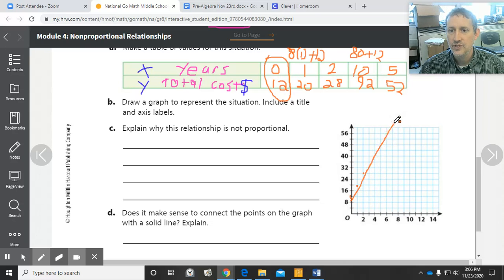Now that we have our points, we can connect them and draw the line. That's it. Then you've got to explain why this is not proportional. Well, it's because it doesn't start at 0, 0. I can't just take this 28 and divide it by 2 and get my slope, my rate of change. I can't just take any of these ordered pairs because we have that plus 12. But explain it in your own words.